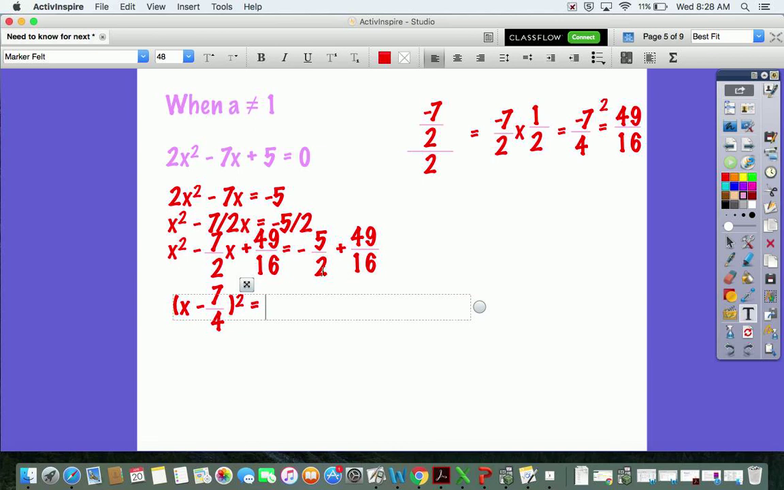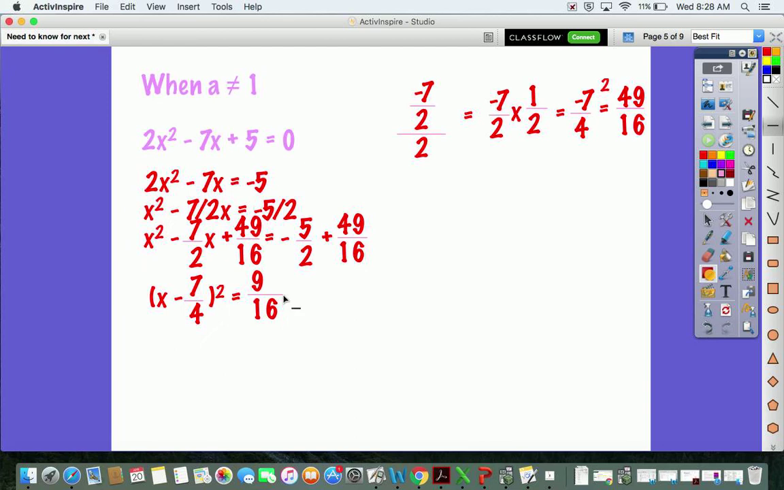And then when we add negative 5/2 and 49/16 together, if you had a common denominator of 16, that would have been a negative 40/16. So when you add those together, you're going to have a positive 9/16. You can always double check, use your calculator if you don't believe me. I didn't show out the work, but getting a common denominator will get you 9/16.